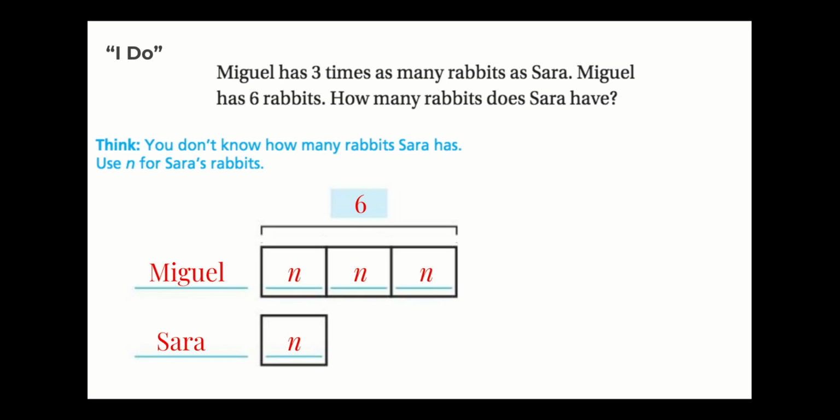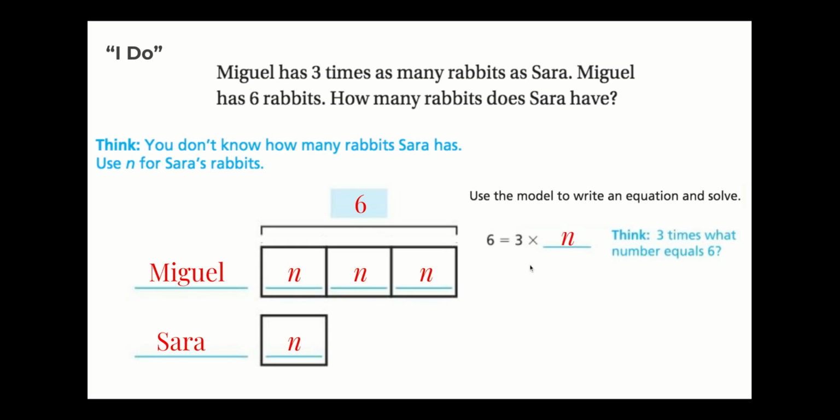Now my equation might look a little bit different because now I know the total. Before I didn't know the total and now I do. So I'm going to say I know that 6 is 3 times as many as N, or this unknown amount. So I'm thinking to myself, 3 times what is 6? Oh yeah, I know that. 3 times 2 equals 6.